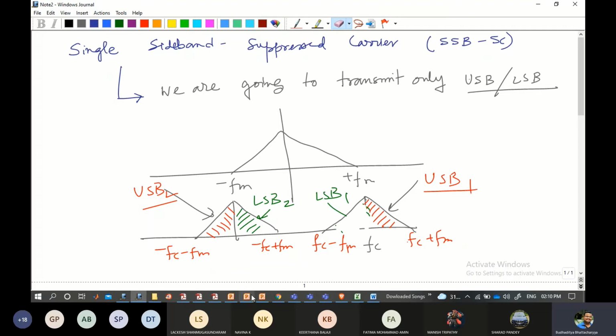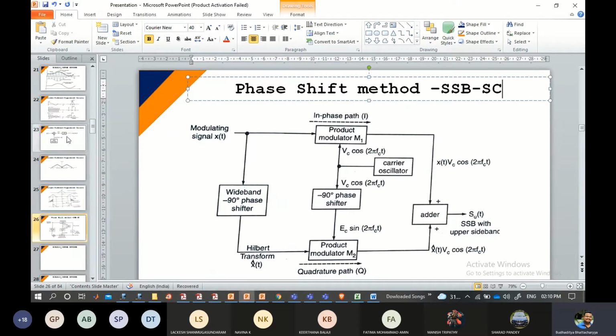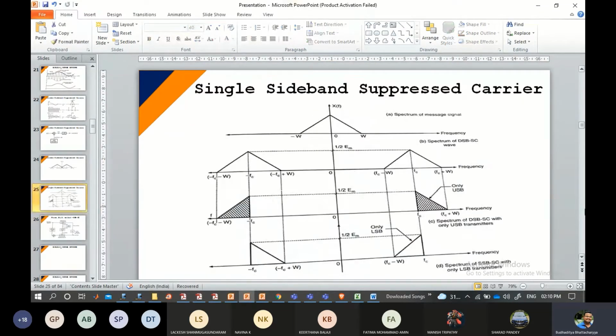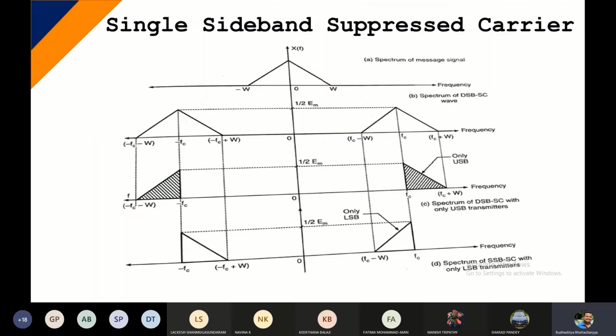I'll just show you one diagram if that helps you. Please look into this particular diagram. This is the formal diagram that we are looking at. If you closely observe, this is the spectrum of DSBSC. So very quickly we can understand that if I can generate DSBSC and then send it through some kind of a filter that will only allow the upper sideband, that basically is the output of an SSB signal.